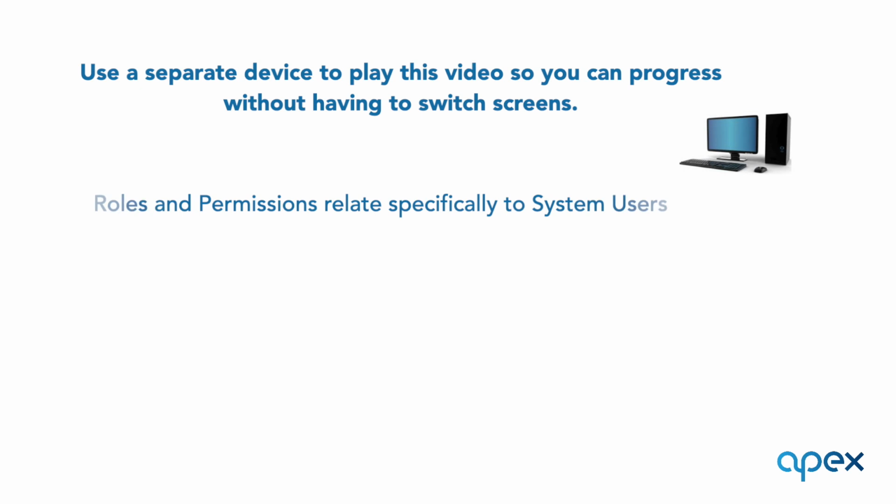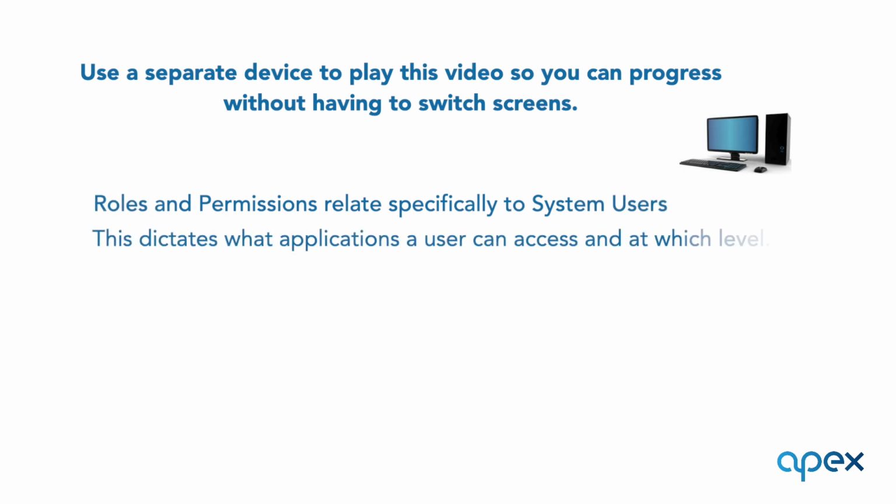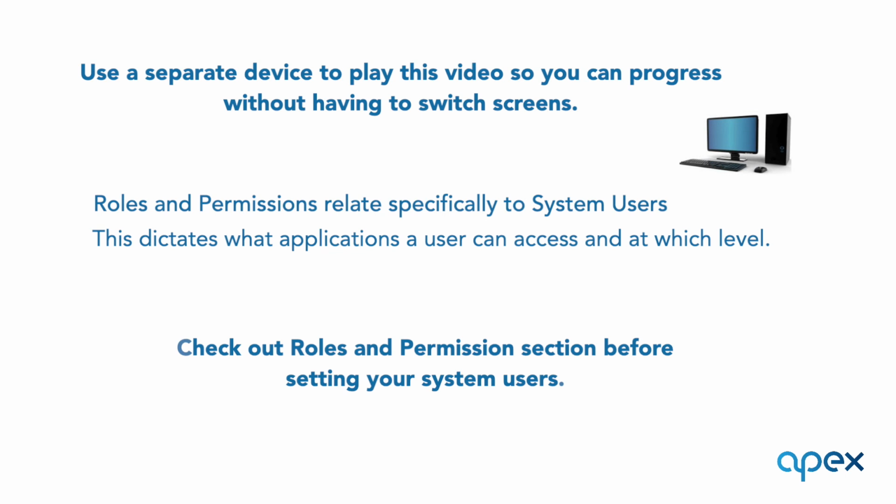Roles and permissions relate specifically to system users. This will dictate what applications the system user can access and at which level. It may be useful to look at the Roles and Permissions section before setting up your system users.